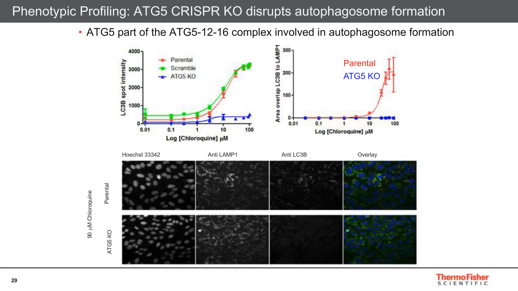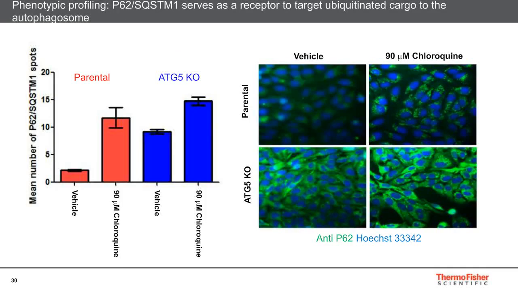The next image shows what I just described. In the lower panel, where you see the ATG5 knockout cells, you do not see LC3B aggregation upon chloroquine treatment, whereas in the parental cells you do see it. And then there is very little co-localization with LAMP1.